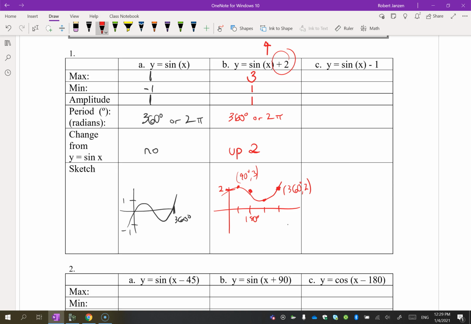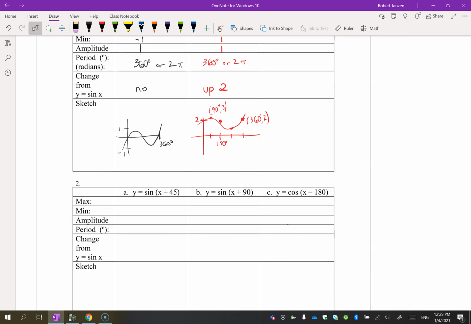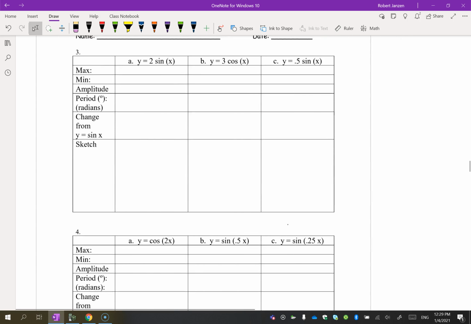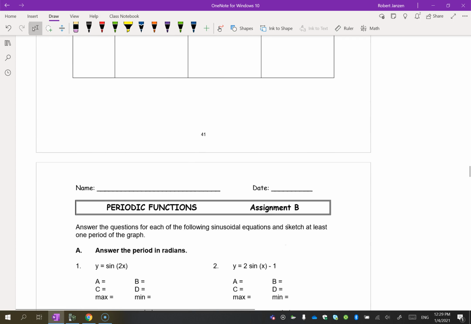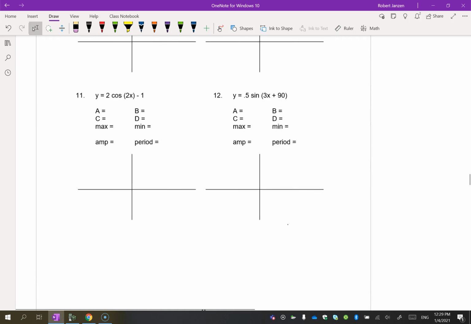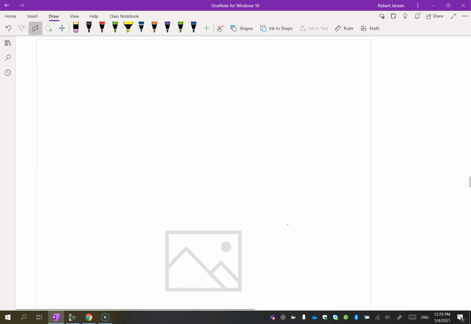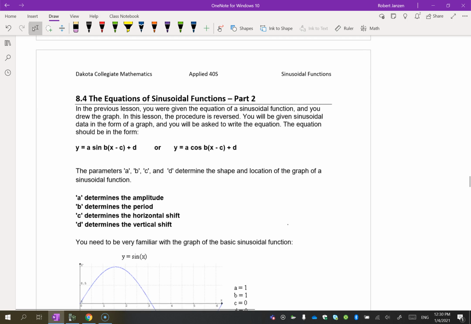Okay, so go ahead and try this for homework. That'll be it for this lesson. Okay, you should just get used to how these graphs move up and down. Okay, lots of homework to do here. See how far you can get. The more you do of these, the better you'll get at it.